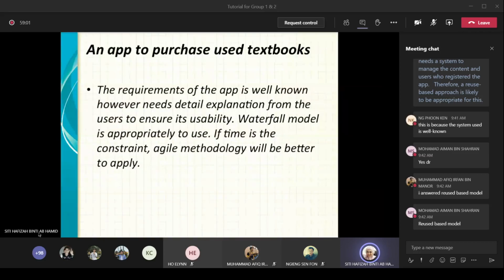Alright. The waterfall model is appropriate to use because it's a simple app, purchasing textbooks. Usually when you go for an e-commerce system, it's not as big as Lazada. No, this one is a used textbook. It's a very specific item that we consider a simple system. It's not a complex one. If time is the constraint, agile methodology. Okay.